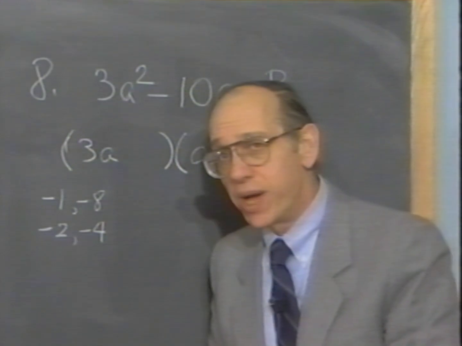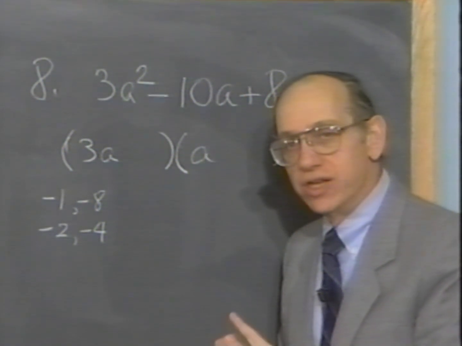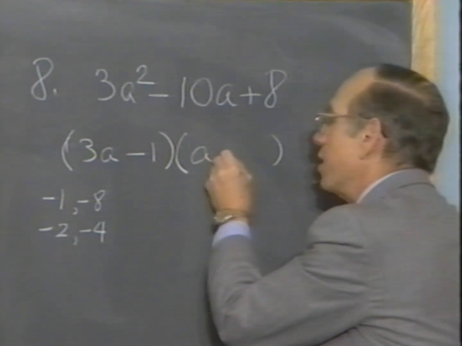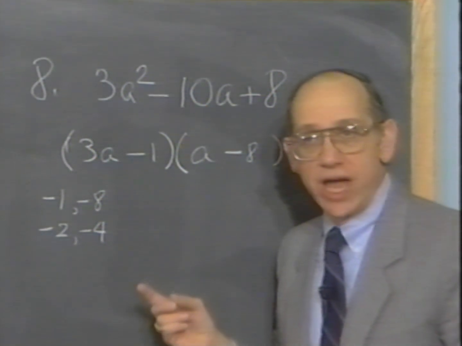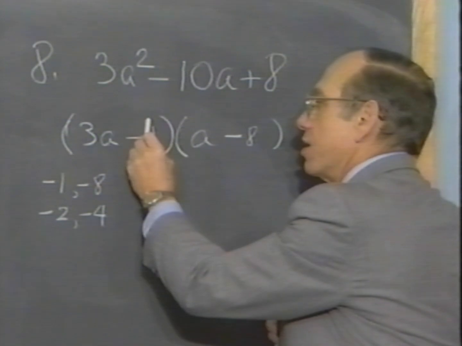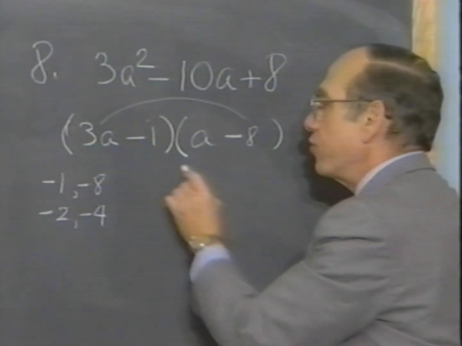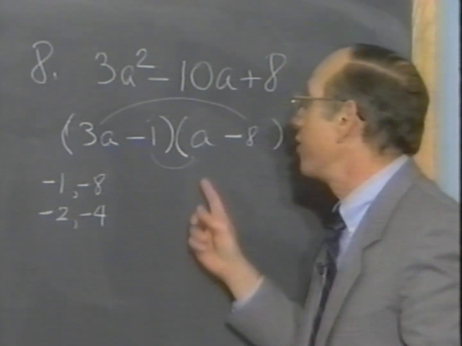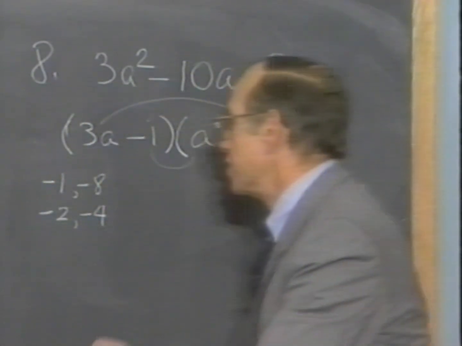Now, those are the only possibilities, but you see, I can put those in different positions. I could make this one, say, minus 1 and this minus 8. That's one possibility. And let's check and see if that one works. This is the cross term only I have to check. This is minus 24a minus 1a is minus 25a. That's not right. That one's not correct.